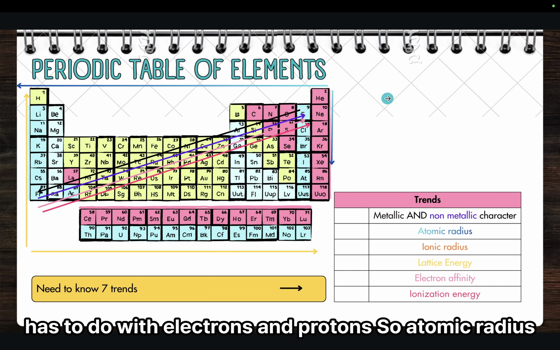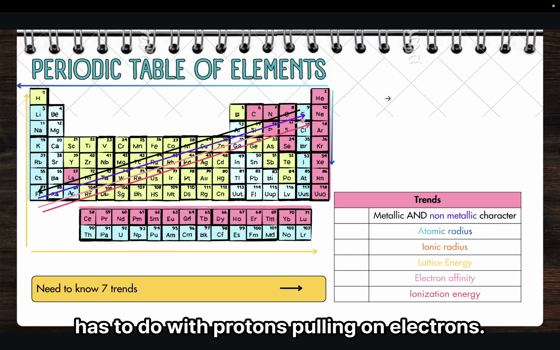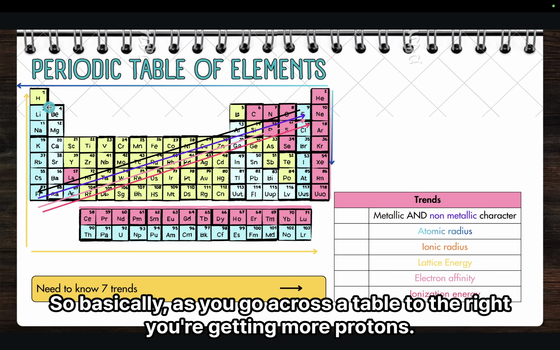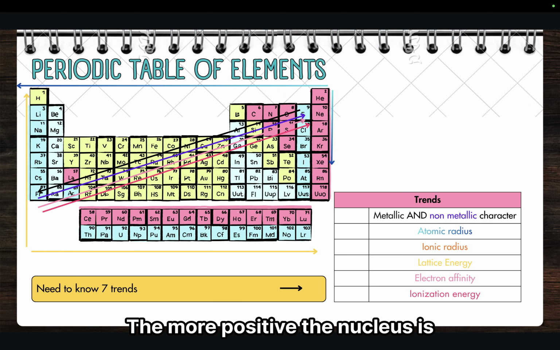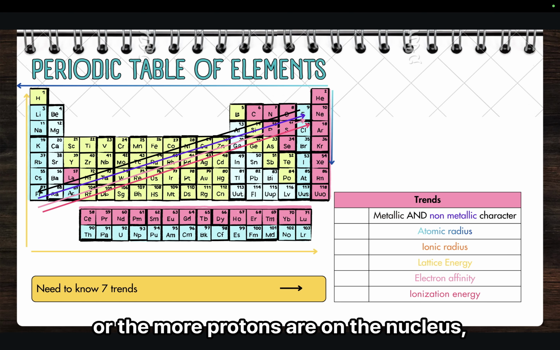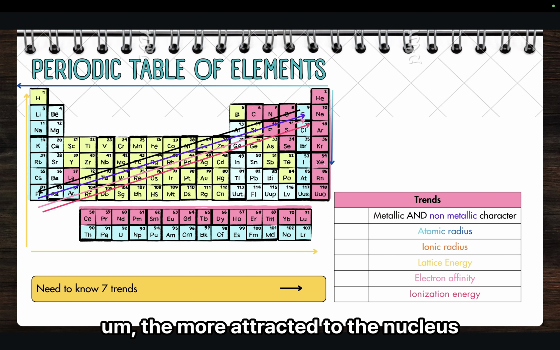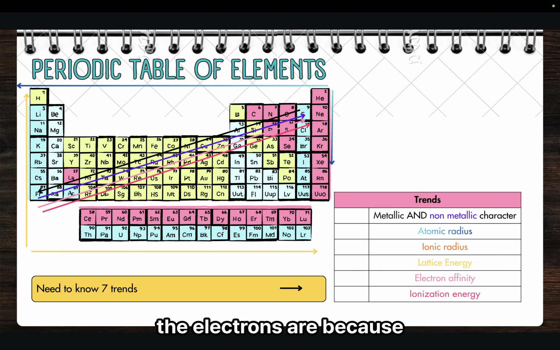So atomic radius has to do with protons pulling on electrons. As you go across a table to the right, you're getting more protons. The more positive the nucleus is, or the more protons there are in the nucleus, the more attracted to the nucleus the electrons are, because opposites attract, and electrons are negatively charged.